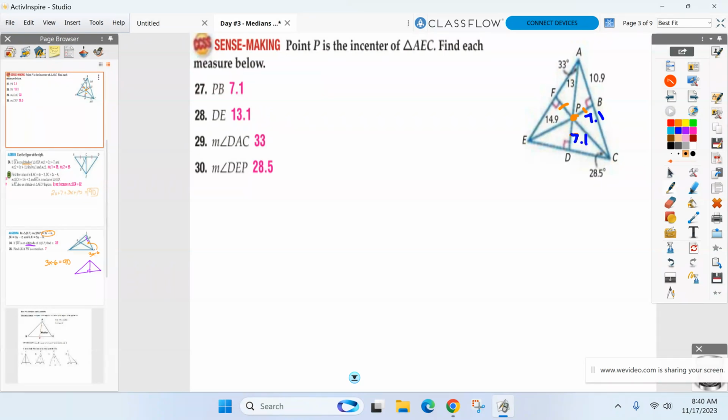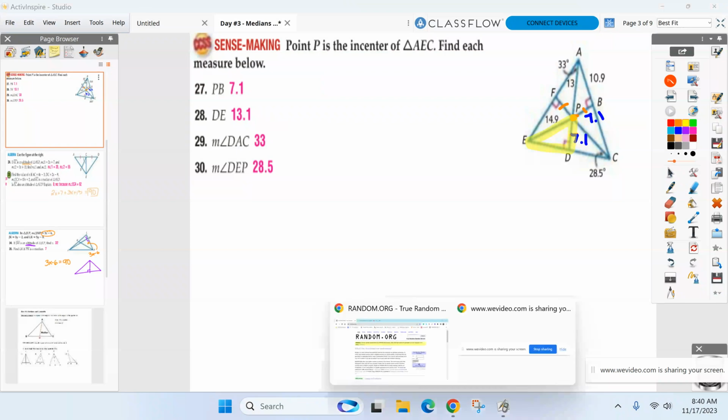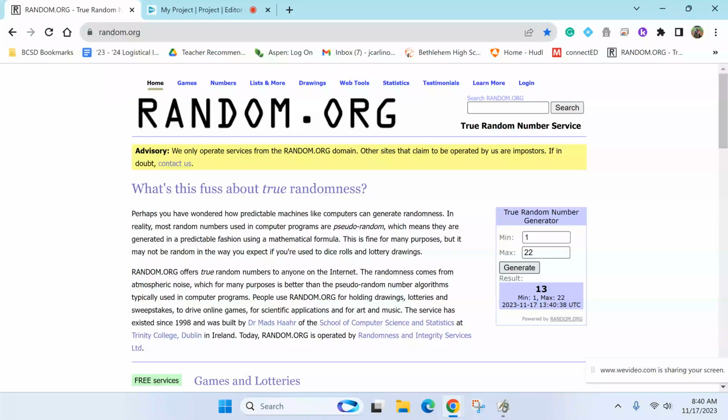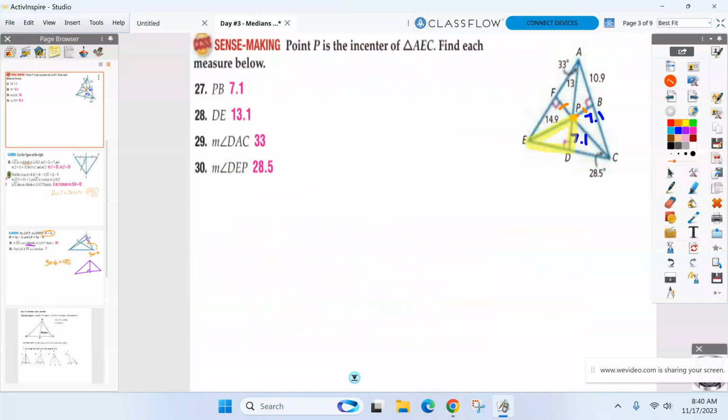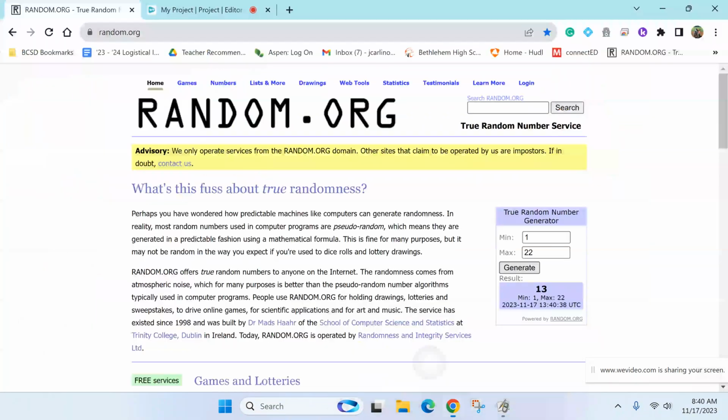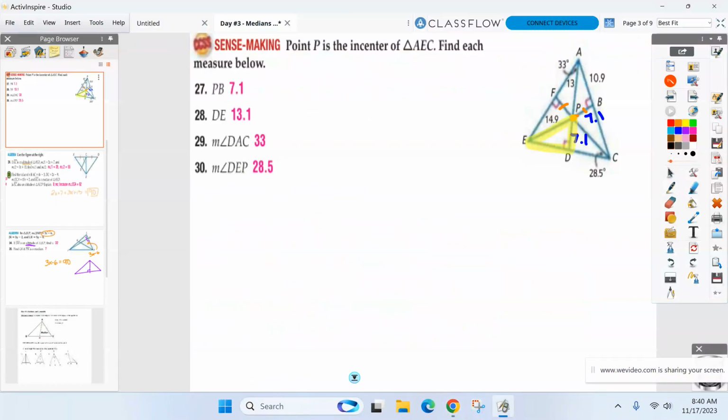I already knew that PE was 14.9. Everybody take a look. Everyone see my right triangle? How many sides do I already know of this right triangle? Two sides, and I'm trying to find the third. We've talked about this the last couple days. If you have two sides and you're trying to find the third, what can I break out here and use? The Pythagorean theorem.